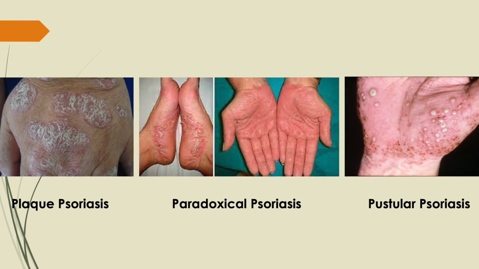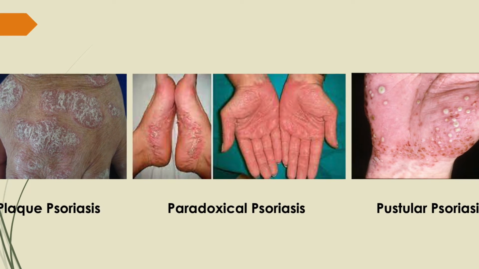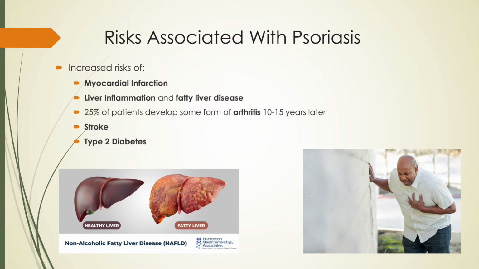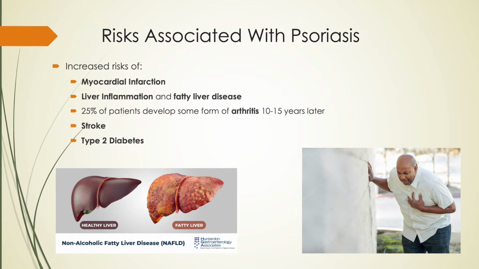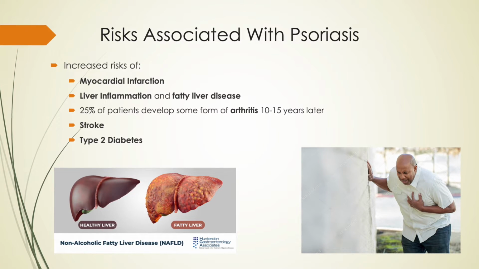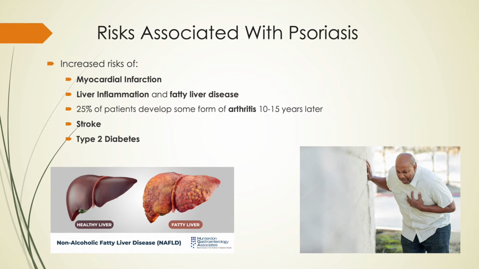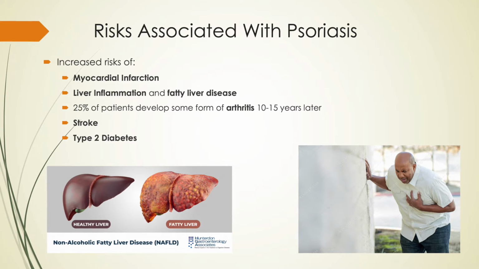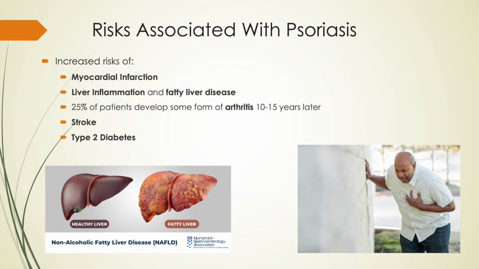Although some might think psoriasis is purely cosmetic, there are correlations to psoriasis being much more, and it can possibly cause other diseases as well. With psoriasis, there is an increased chance of myocardial infarction, increased liver inflammation, and a risk of fatty liver disease. 25% of patients develop some form of arthritis 10 to 15 years later, and there is an increased chance of stroke and type 2 diabetes. These are very serious diseases that are correlated to psoriasis.